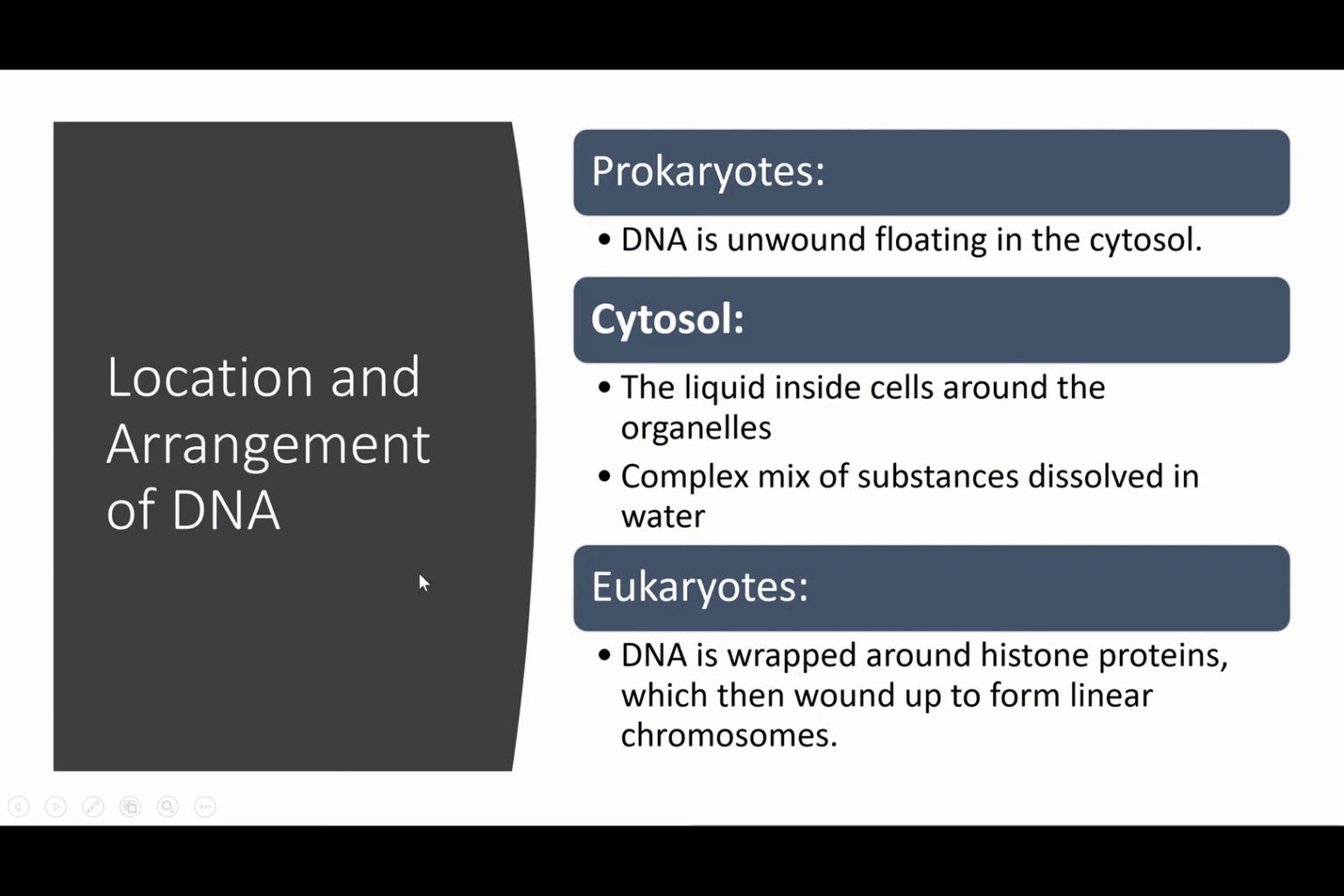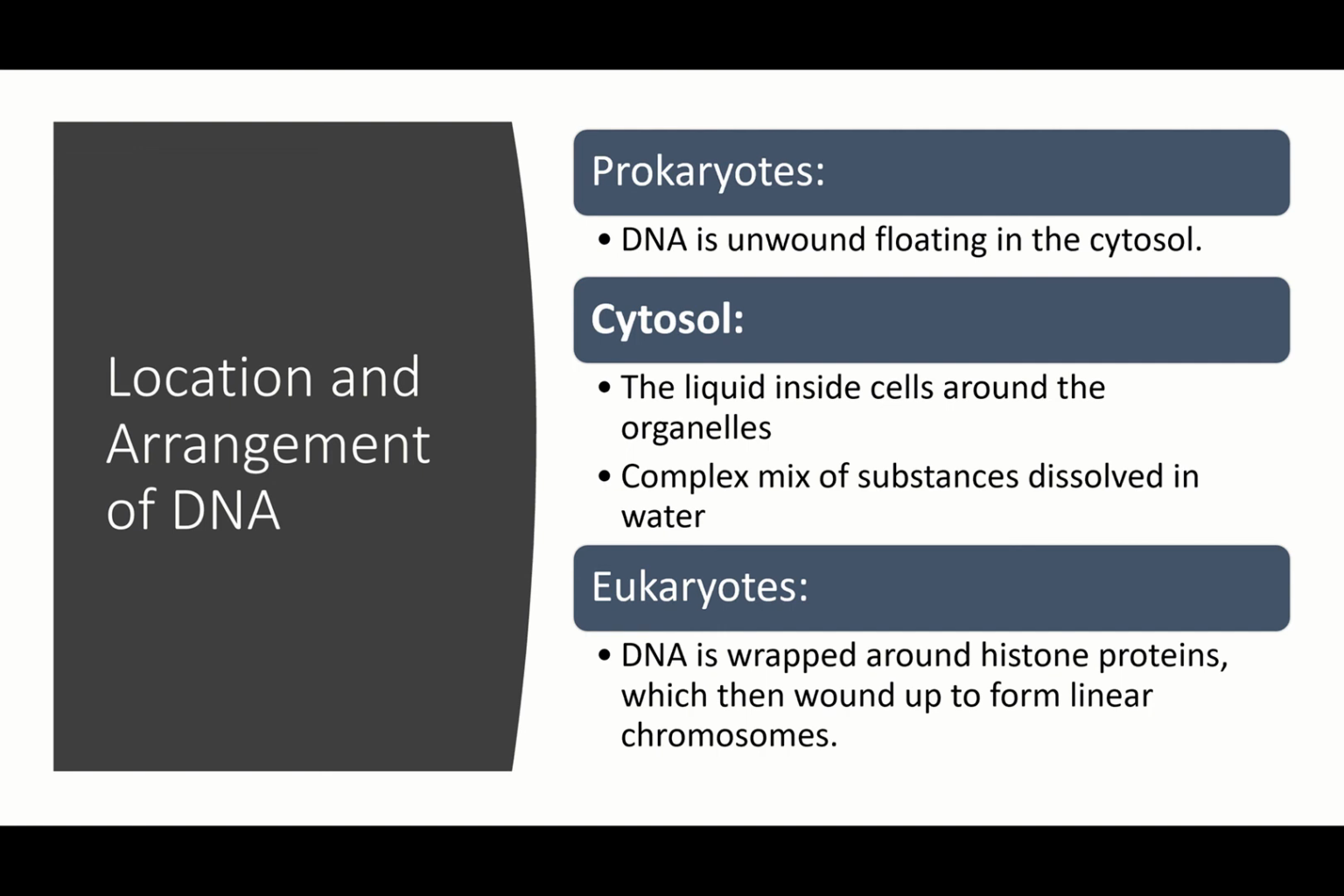Okay, location and arrangement of DNA. In prokaryotes, DNA is unwound, floating in the cytosol. Definition of cytosol: the liquid inside cells around the organelles, a complex mix of substances dissolved in water. So simply put, cytosol is the liquid in the cell without the organelles in it. And cytoplasm is the liquid in the cell with the organelles in it.